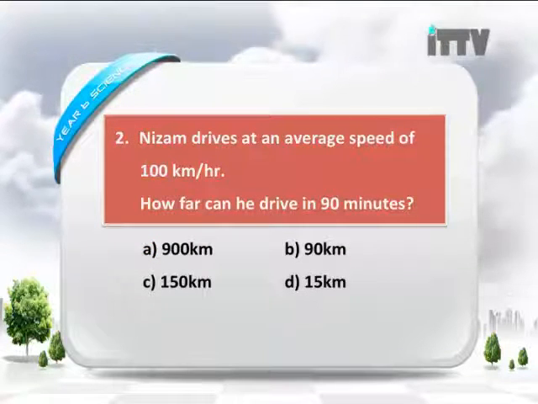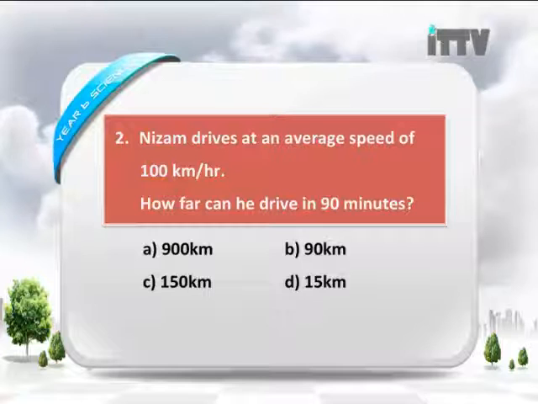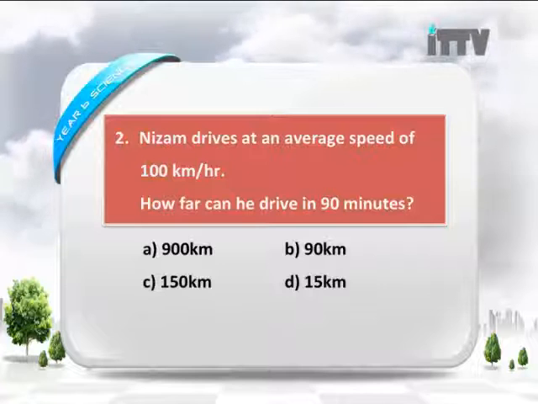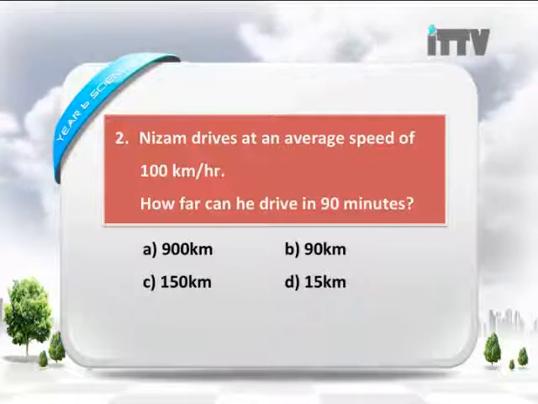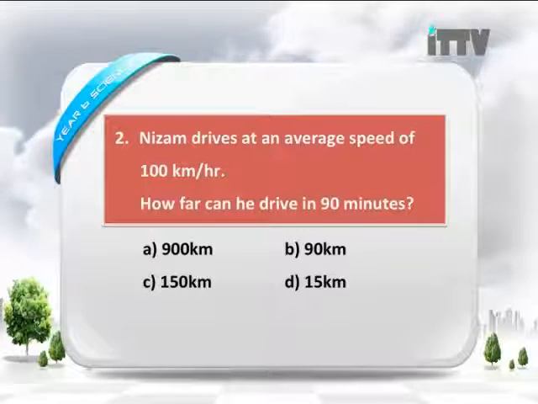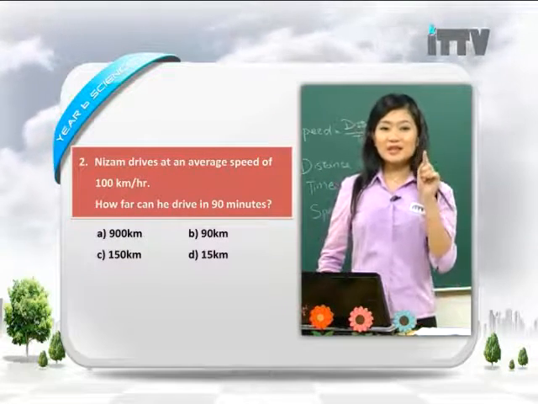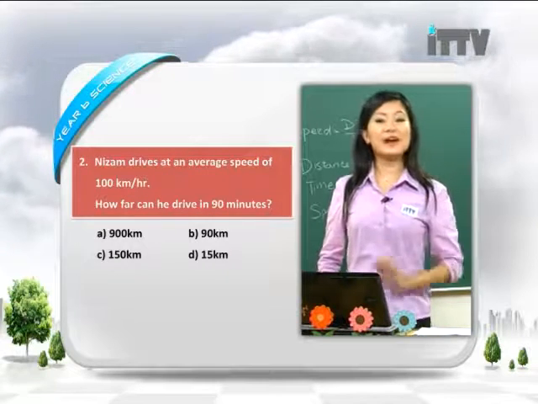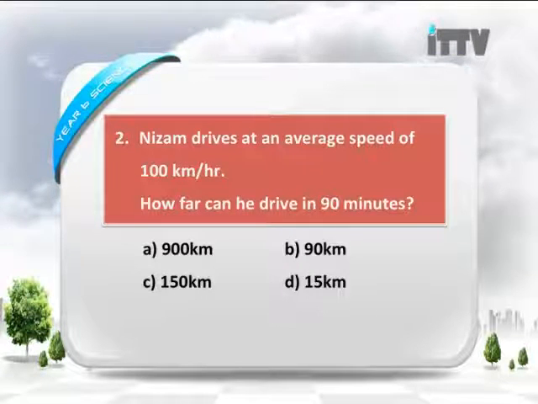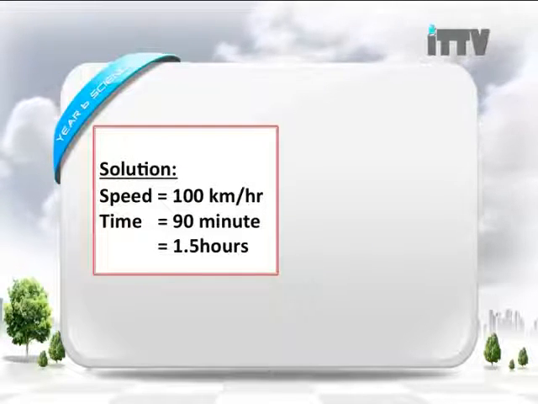Nizam drives at an average speed of 100 kilometers per hour. How far can he drive in 90 minutes? A, 900 kilometers, B, 90 kilometers, C, 150 kilometers, or D, 15 kilometers. Remember, children, that golden formula I've given you, distance over speed, then you have time, right? So this question asks, how far? They require the distance. So what is the formula when you need to count distance? Let's take a look at the solution.